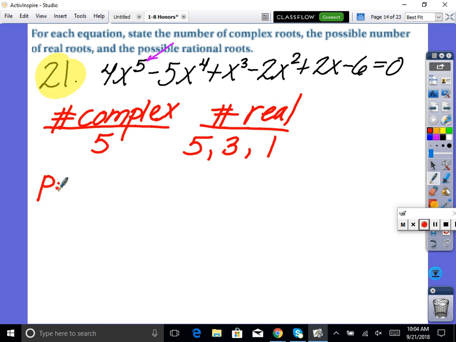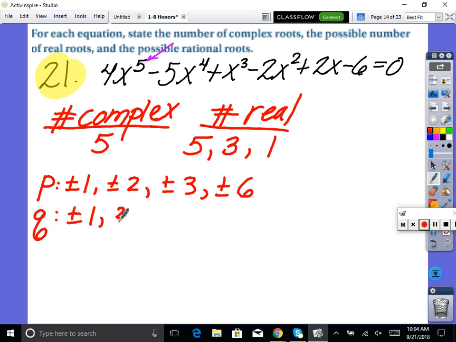And then p over q. This one will have quite a few more. Factors of p, plus or minus 1, 2, 3, 6. Factors of q, 1, 2, 4. I know, huh? I sometimes cannot write and think at the same time.